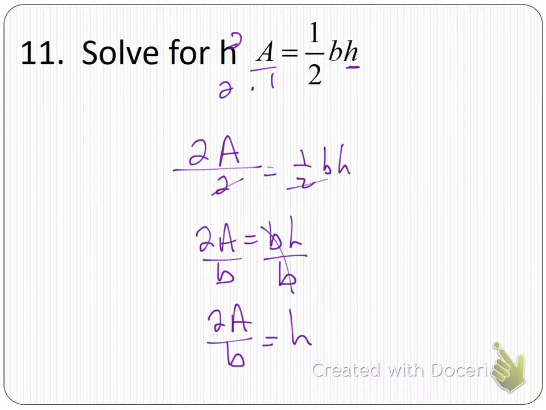Did you get 2a over b equals h? It's a lot like the last problem, only the h and the b are switched. So, again, why would we do this? Well, sometimes for a triangle, this is the area formula for a triangle.